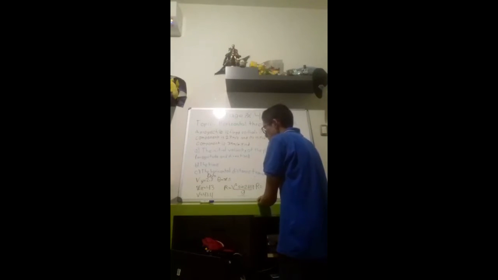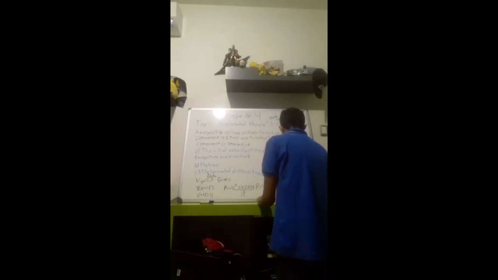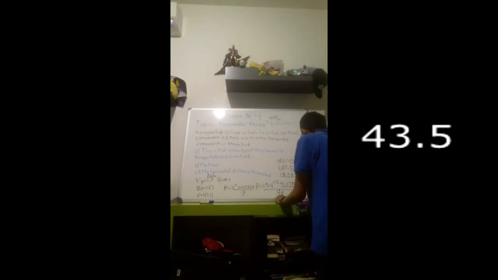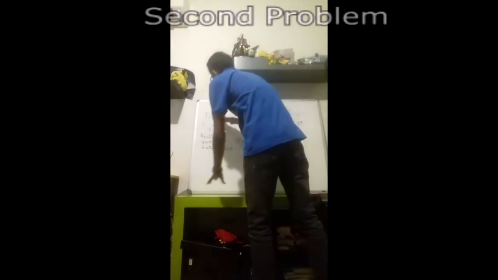R is equal to 43.4 raised to the second power, and the sine of the angle multiplied by 2, the angle is 38.5, over the gravity, that is 9.8. And this is equal to 43.5.